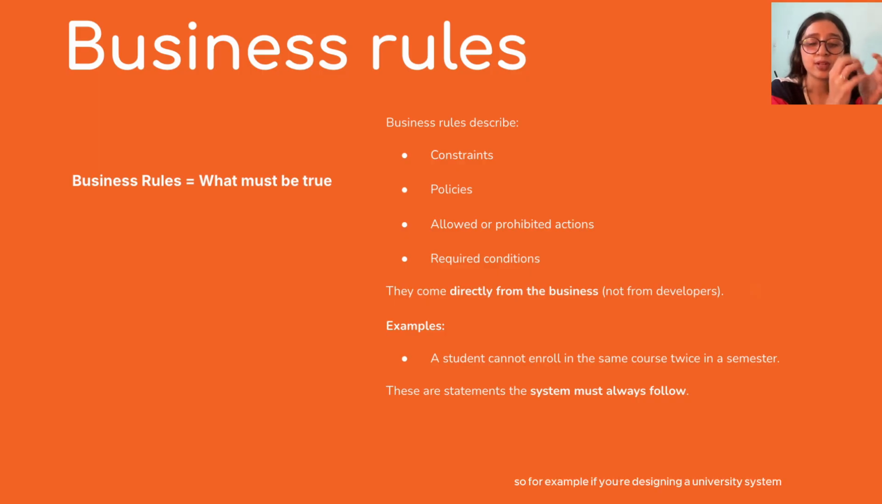So, for example, if you're designing a university system, the client wants that if a student is enrolled, you cannot enroll them again. So what does that mean? It means that there is a constraint that a student cannot be enrolled twice, and you need to ensure that while designing the system, you'll have that rule done. So these are the statements that your system must always follow.